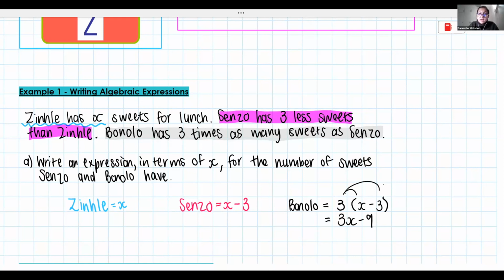Okay, but what we have done is we have written down expressions for all 3 of them. Zintle I gave you, so we didn't need to stress too much, but we have now got expressions for both Senzo and Bonolo.